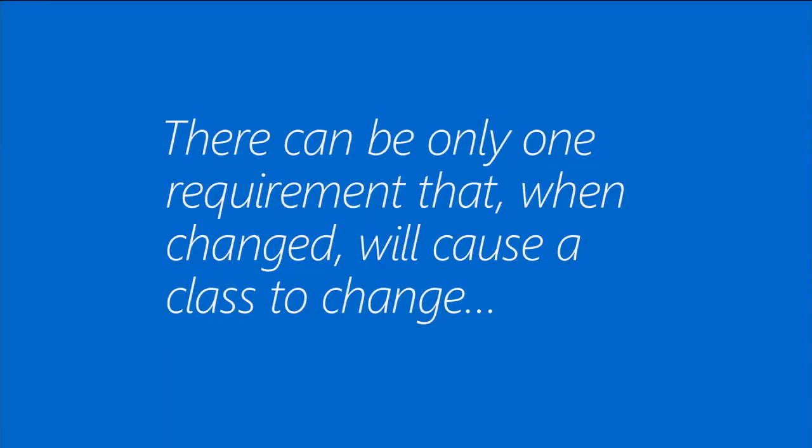Not quite. So if we take that and we change it into, there can be only one requirement that when changed will cause a class to change. That's actually much more precise and much more to the point. Basically saying that when we build a class, we look at all the requirements for our system or the requirements that affect that class, and we build it in such a way that only one of those requirements will ever cause the class to have to change. For me, that takes it pretty far from it should only have one responsibility. My application has one responsibility, to run. It's not really precise enough. If you think this way, it actually makes you think in a different way and makes you implement it in a different way in most cases.